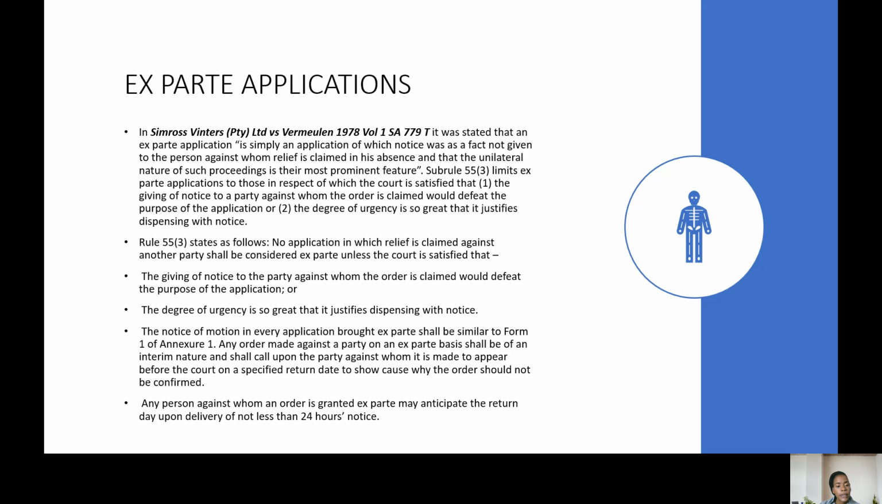Any order made against a party on an ex parte basis shall be of an interim nature and shall call upon the party against whom it is made to appear before the court on a specified return date to show reasons why the order should not be confirmed or made final. Any person against whom an order is granted ex parte may anticipate the return day upon delivery of not less than 24 hours notice.